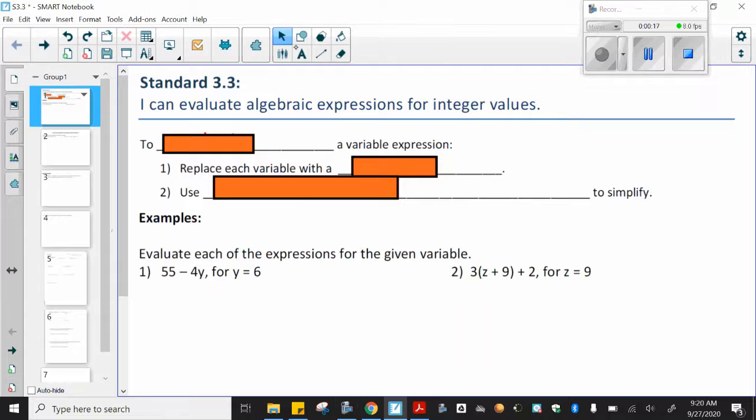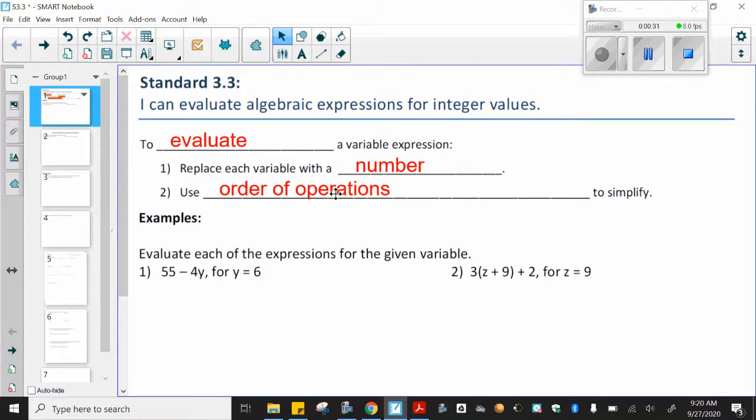So, first, to evaluate a variable expression, we are going to replace each variable with a number, and we're going to use order of operations to simplify. So evaluation means replacing a letter with a number and using order of operations to simplify. When we say to simplify, we mean turn it down into one number. A couple of very important facts for this.